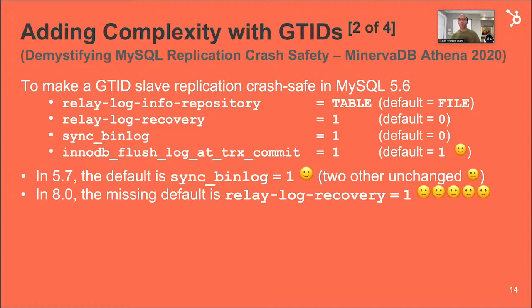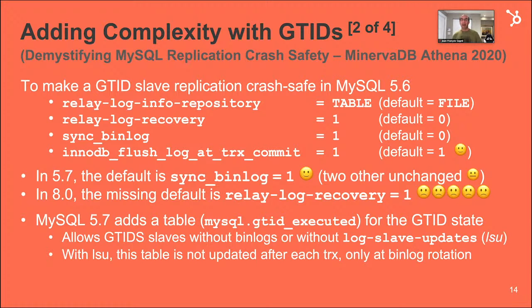In 5.7, the default sync binlog is 1. I'm happy because now it is safe. Flush log at trx commit was already equal to 1 by default in 5.6, but the sync binlog default was 0. So there is progress made there. But we're still missing relay log recovery equal to 1 to be correct, which I'm still unhappy about. So make sure that if you want replication crash safety, you change this parameter so that MySQL will restart crash safe.